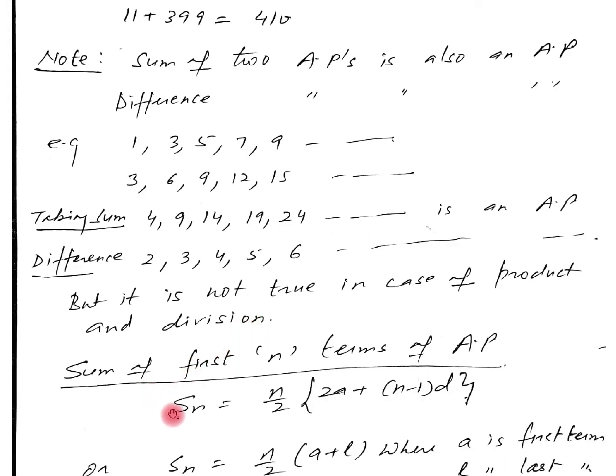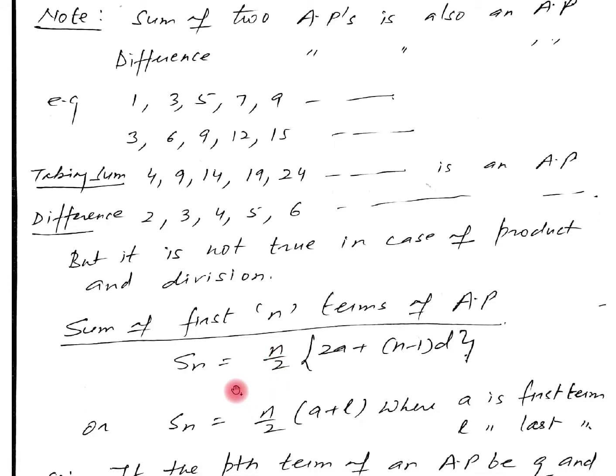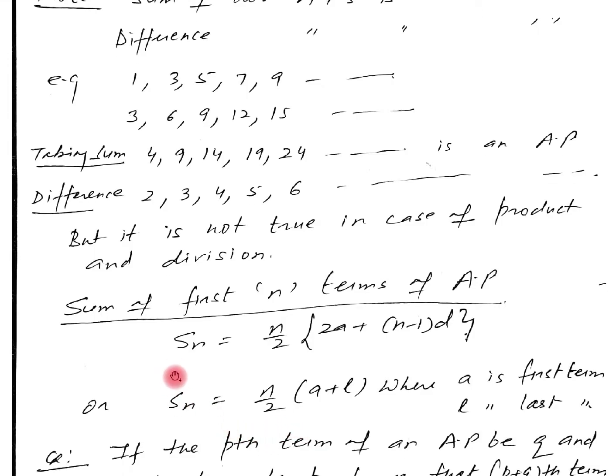Now here, the sum of the first n terms of an AP that we have done in the 10th class also. It is n by 2 into (2a plus (n minus 1) into d), where a is the first term, d is the common difference, n is the number of terms. Or another result of the sum of the first n terms is n by 2 into (a plus l), where a is the first term and l is the last term. In the 10th class we have done both these results.